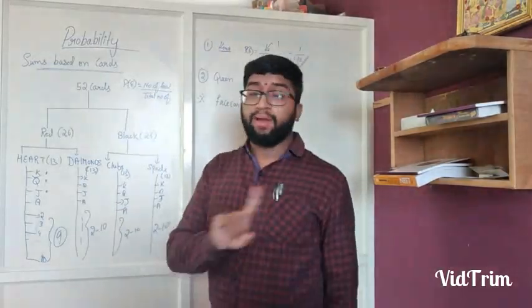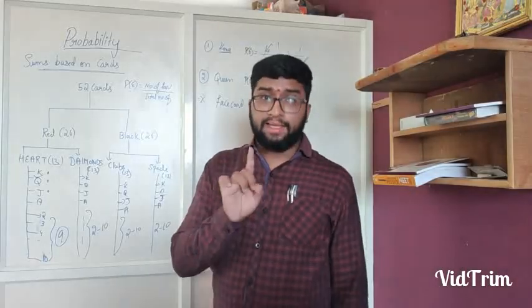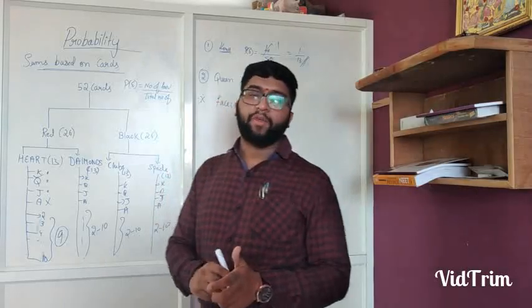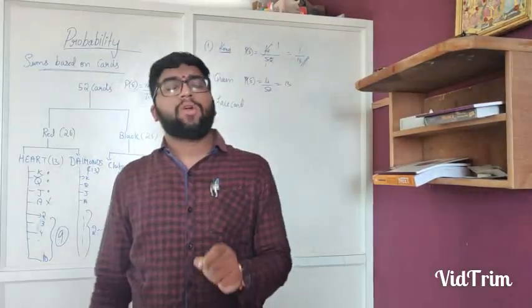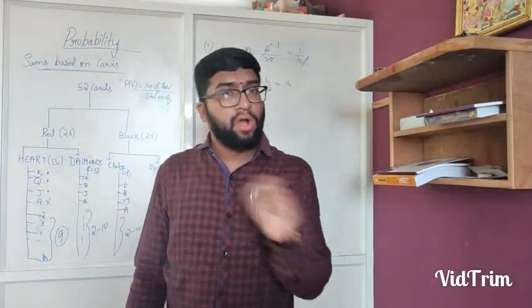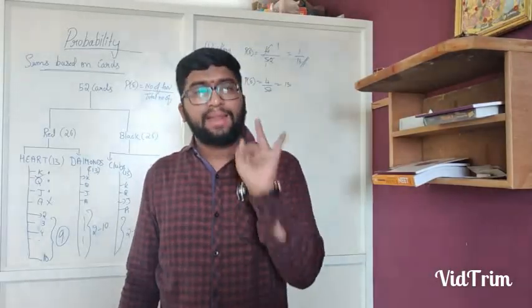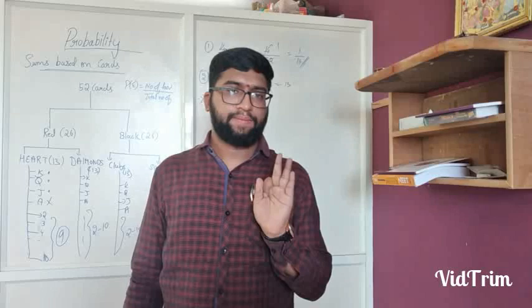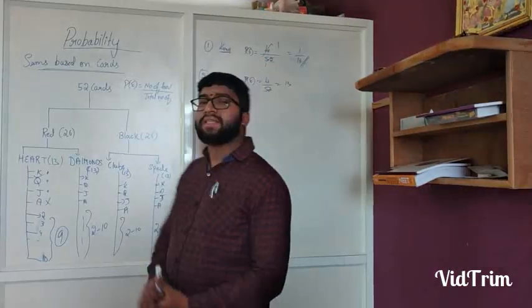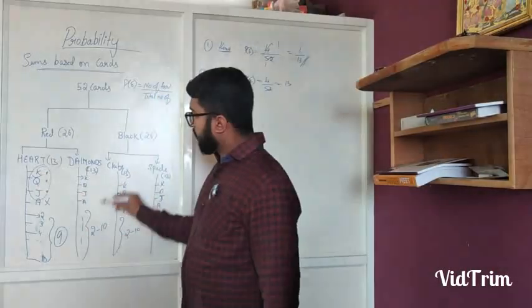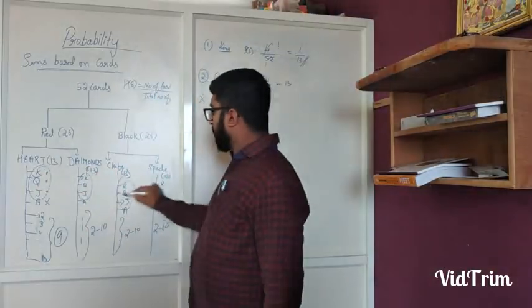Don't ever consider ace as a face card. Ace is not a face card. I'm telling you one more time. Ace is not a face card. Only king, queen, jack are face cards. So how many face cards are there in total? Look here, 3 face cards. Here 3, here 3, here 3.